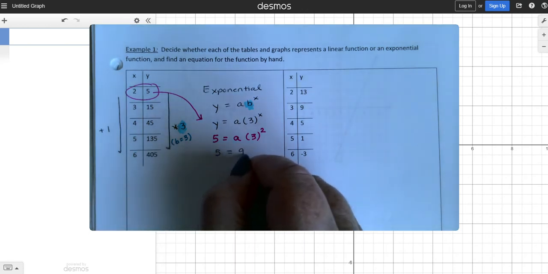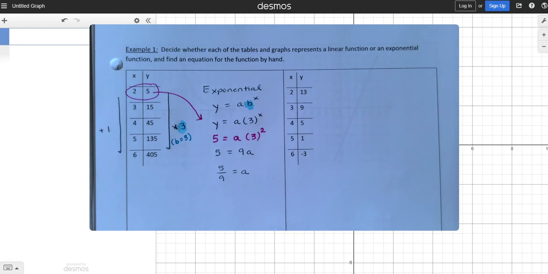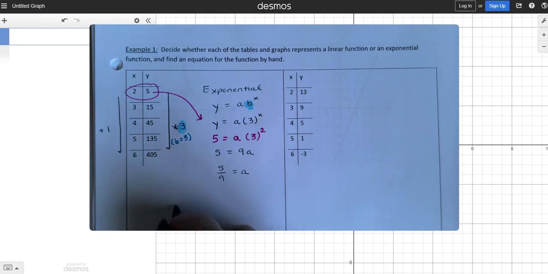That says 5 equals 9A. So A is 5/9. And so I've got my equation, y equals A, which we now know is 5/9, times B, which is 3, to the x power.